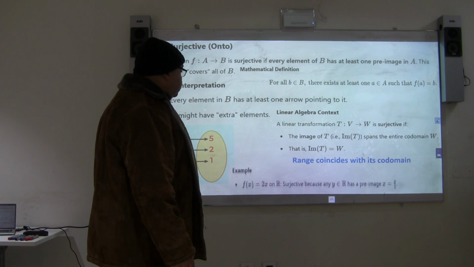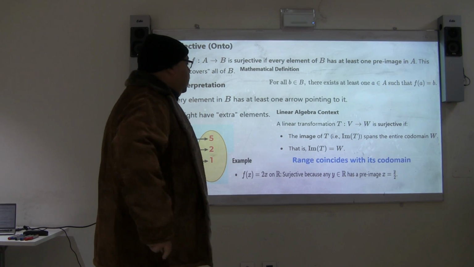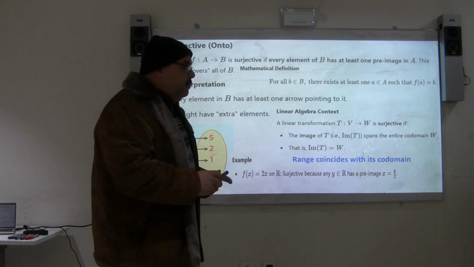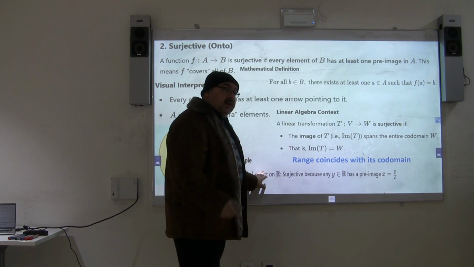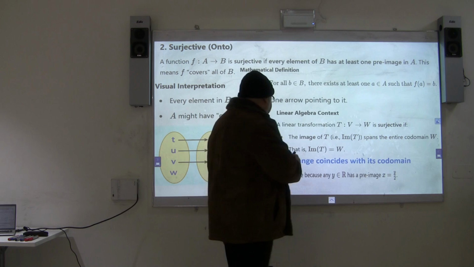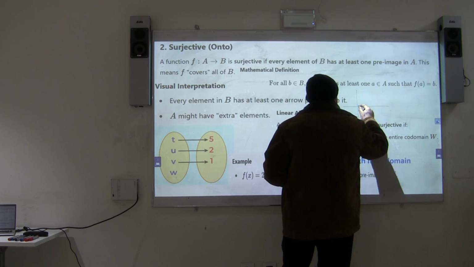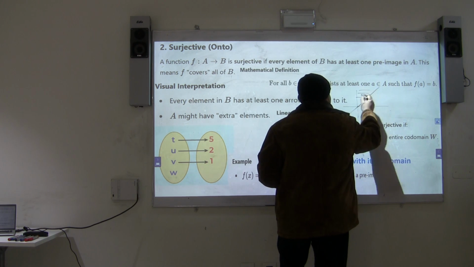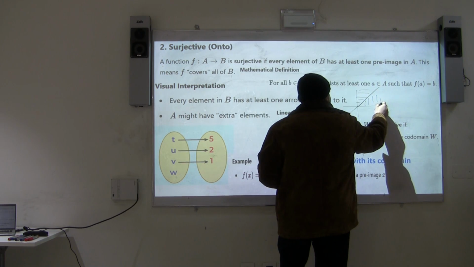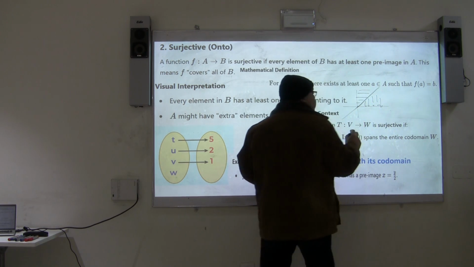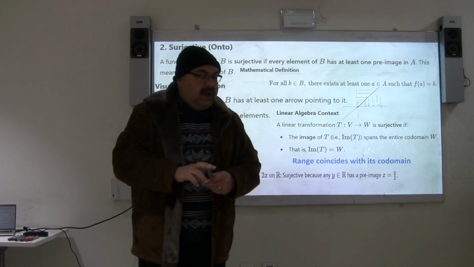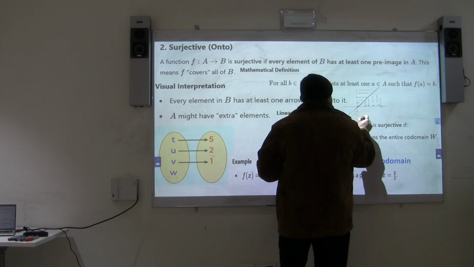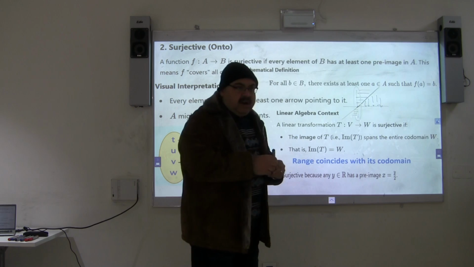Okay, let's continue. For example, f of x equal to 2x. This is also an example of a surjective function because the whole codomain is covered by the domain. If you remember, Omar, for f of x equal to 2x, that's the function we are talking about, and for every value of y, you will find a corresponding value in x. There are no points that don't have a pre-image, as I told you. Or the range of the function is covering the whole codomain. Both of them are equal to each other.